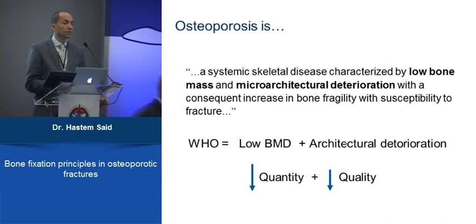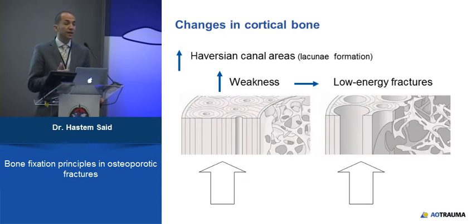Now, the WHO described osteoporosis as a low bone BMD, and at the same time, there's a lot of architectural deterioration. So it's less quantity of the bone, but also the quality is not as good. There's an increase in the haversian canals, and that leads to weaker bone, and then you get the low energy fractures.